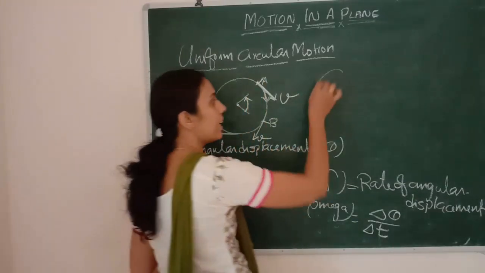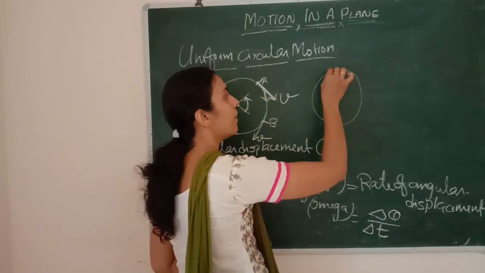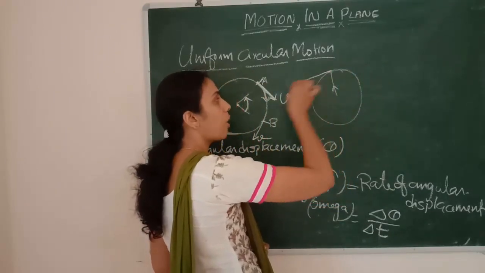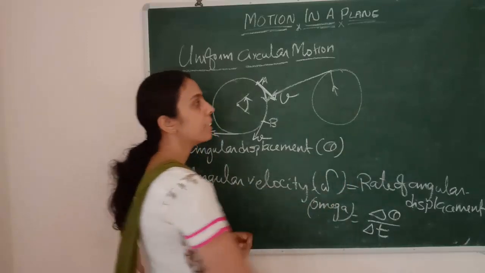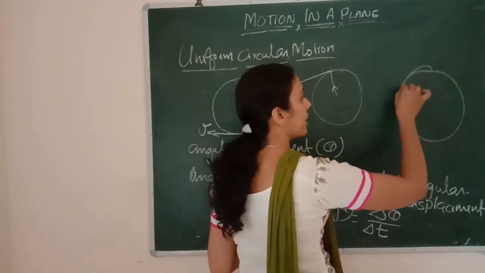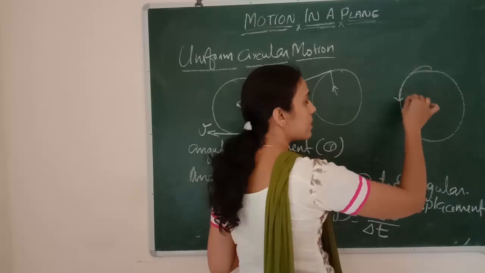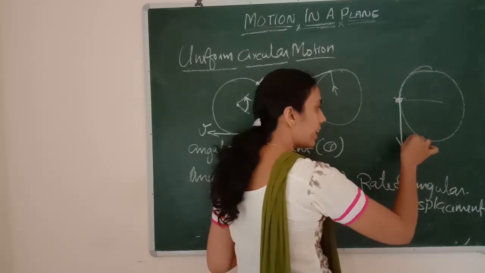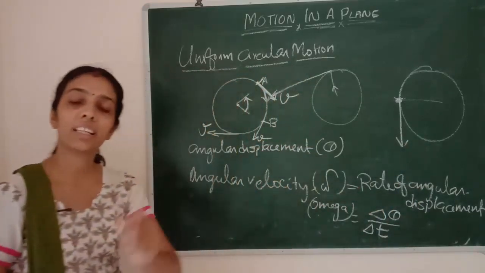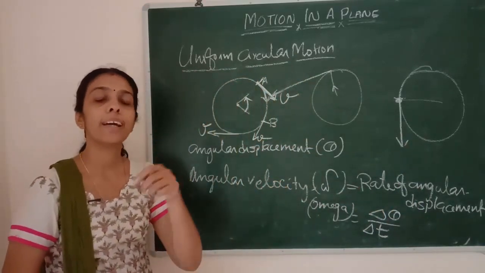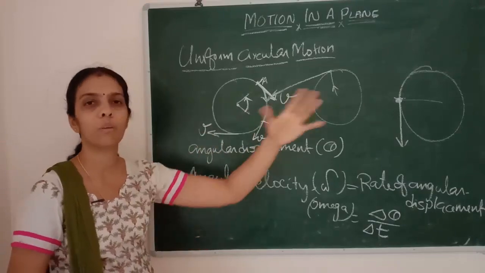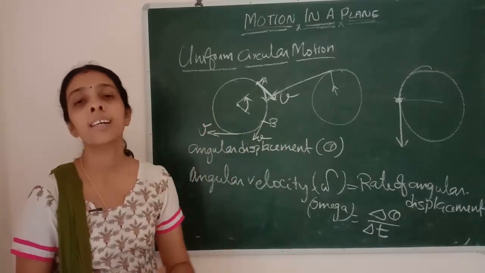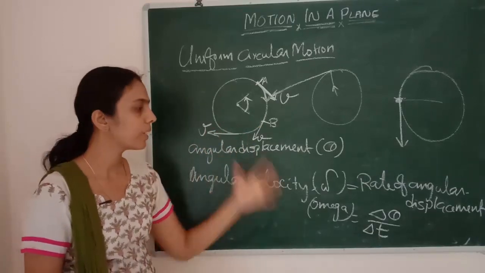See, like this, if it is circling like this and we release it at this point, the object will move in this direction. So at whichever point we release the object, at that point it will move in that direction. It won't continue its circular path. Okay, so clear all those things.